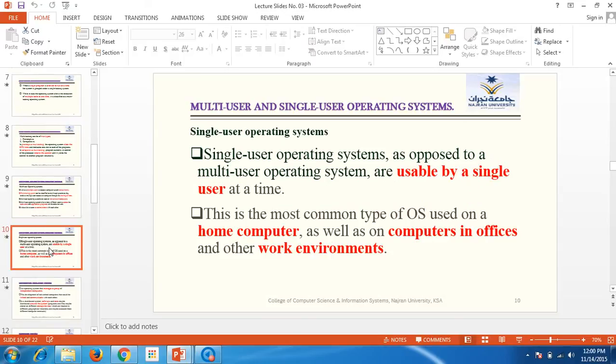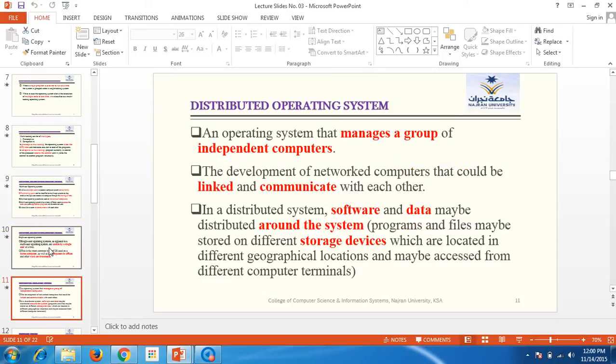In a single-user operating system, the system is usable by only a single user at a time. Like our home computer, our computer in the office, or in other work environments, these are single-user operating systems.